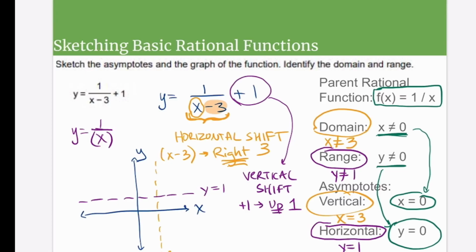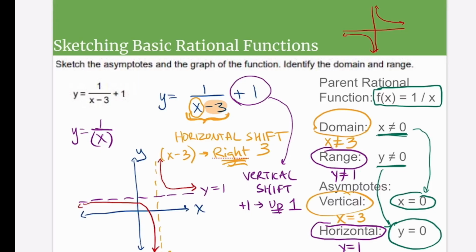And now you can make points and get the actual points, but your parent function for rationals looks like this. So if we shift this up and right, now instead of not touching the x and y axis, you just can't touch those asymptotes. So that would be the sketch of your graph after moving and shifting.